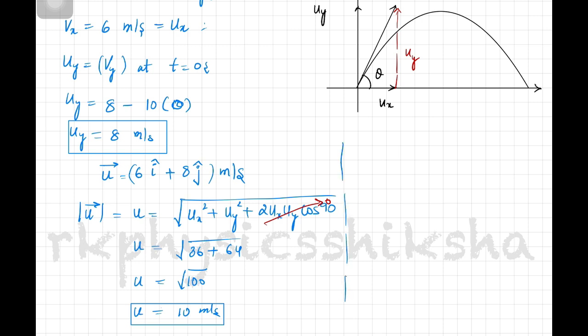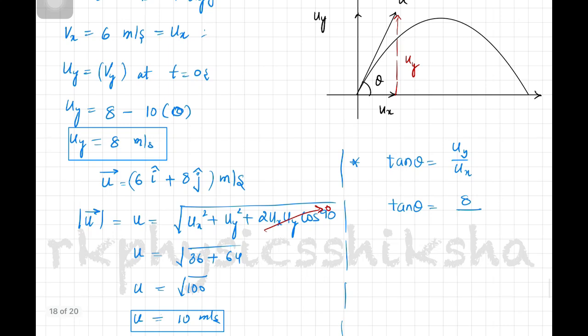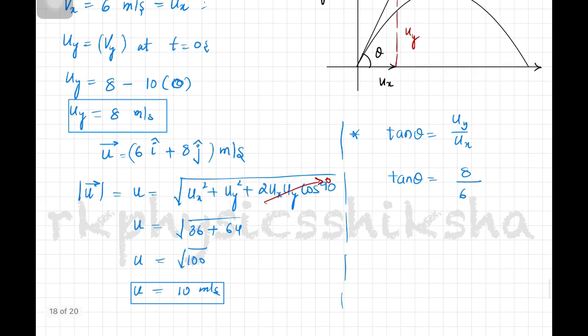Now they're asking for the angle with which it is projected. I can calculate it in a very simple way: tan theta is equal to, from the right angle triangle, uy by ux, as I already told you. uy is 8 and ux is 6, so it is 8 by 6. You can simplify it by cancelling 2: 2 fours are 8, 2 threes are 6. So it will be 4 by 3.